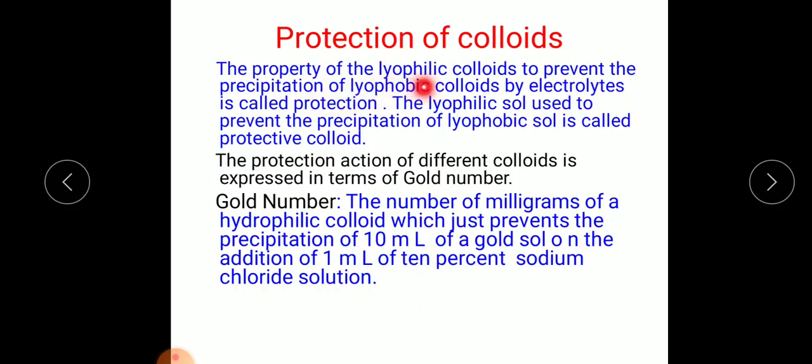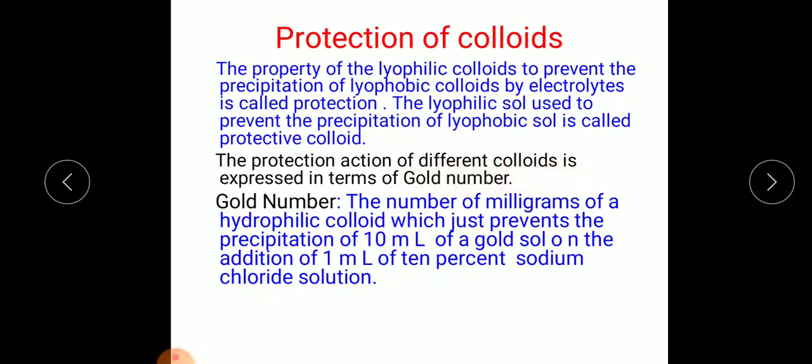Next, protection of colloids. The property of lyophilic colloids to prevent the precipitation of lyophobic colloids by electrolytes is called protection. So, the property by which lyophilic colloids prevent the precipitation of lyophobic colloids on adding electrolyte, we call protection. The lyophilic sol used to prevent the precipitation of a lyophobic sol is called protective colloid.